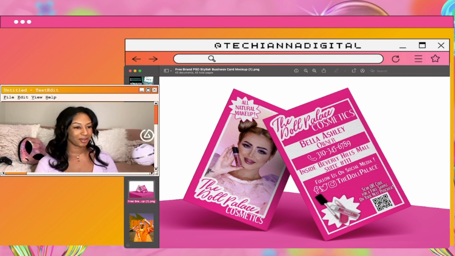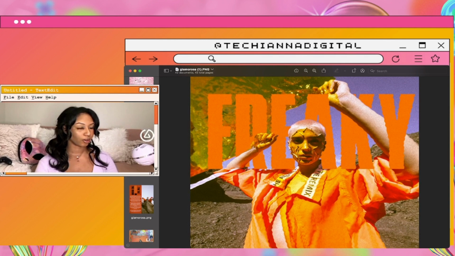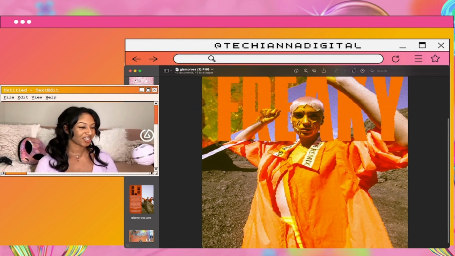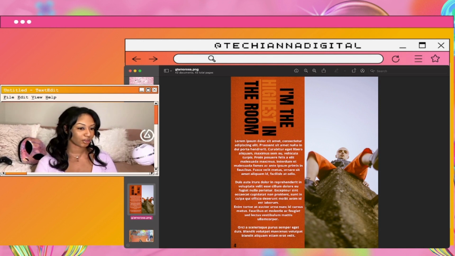So yes, moving on. Oh, this is back. This is another part of the magazine, and this is when I learned about layer masks as well. As you can see, I cropped out the word freaky behind her and I played with some really cool filters and stuff in Photoshop. And then also this one, I'm the highest in the room. I was probably listening to Travis Scott at the time when I made that.